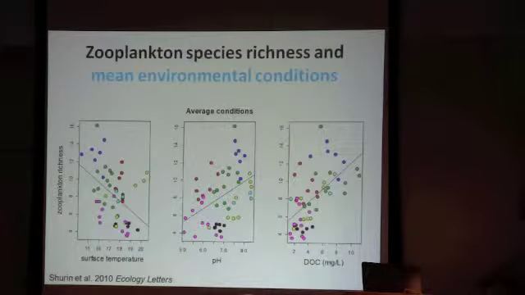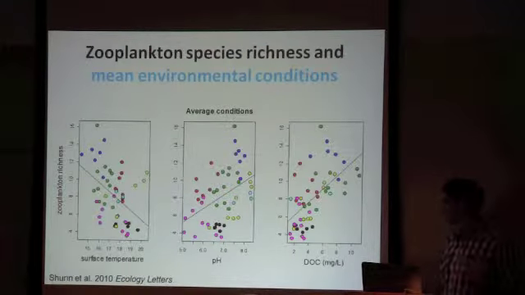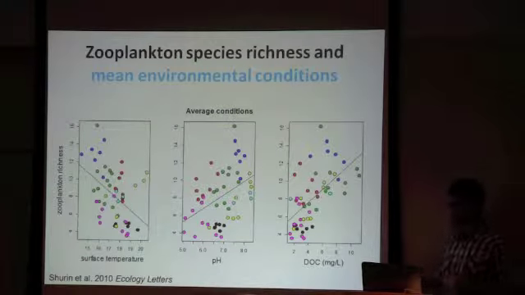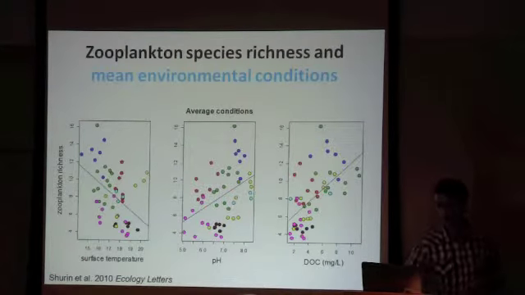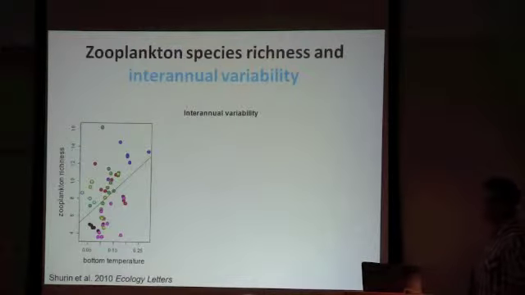And then the other thing that was important was dissolved organic carbon. Now, DOC does a number of things in lakes. It fuels microbial production. It attenuates the ultraviolet radiation. It has a bunch of effects on zooplankton. So it's not really clear why you have more species where you have higher DOC, but that was a fairly consistent pattern. So we next looked at interannual variability.